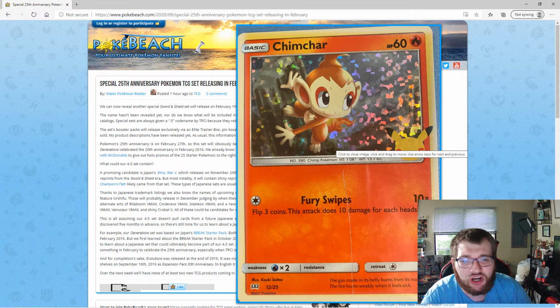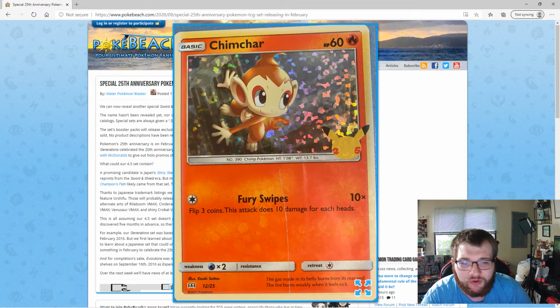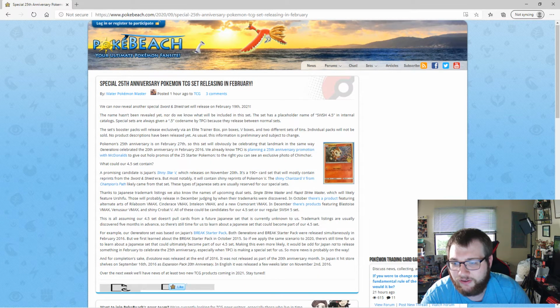This is the Chimchar, and we can see this is 12 out of 25. So we've got Chimchar here with a Shattered Glass foil, and it looks like we've got the Pikachu stamp similar to what the Generations logo looked like, although it looks slightly different with a little bit of a discoloration. That could just be the photo. Then we've got the 25 on the cheeks for 25th anniversary. We've got his move, artist, and the other information right here. But this is the only card we've seen so far.